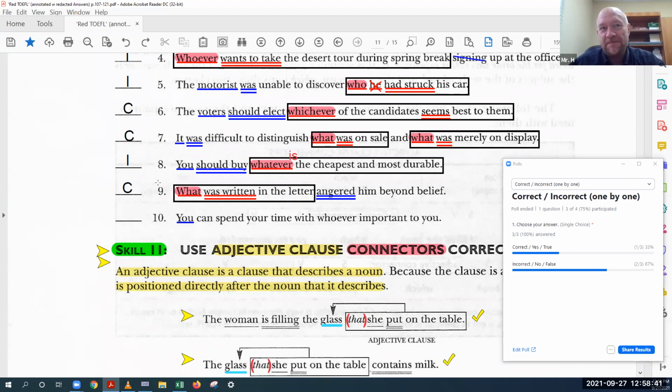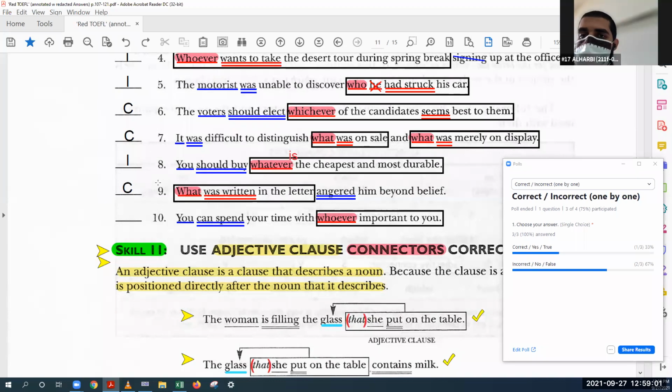How about 10? Look at 10. What do you think? Look at that, guys. Is it correct or incorrect? It's correct. No. Why? What's missing? A verb is missing, yes. The second verb. All right, gentlemen.